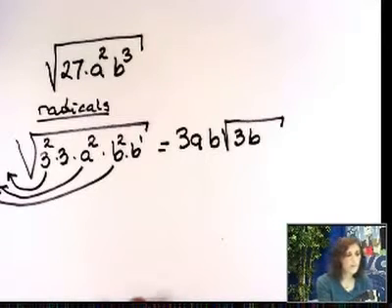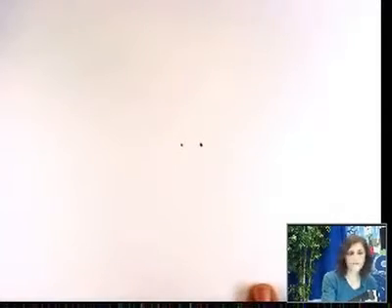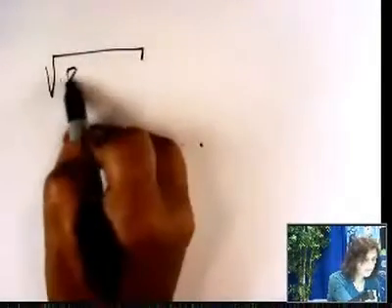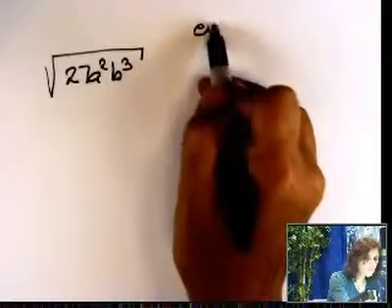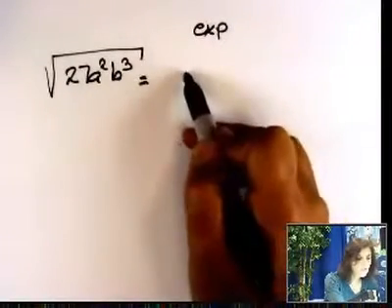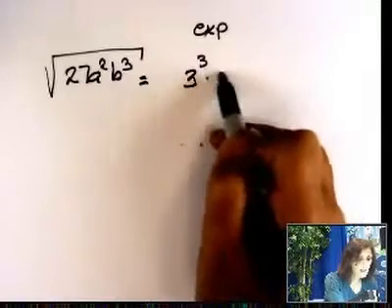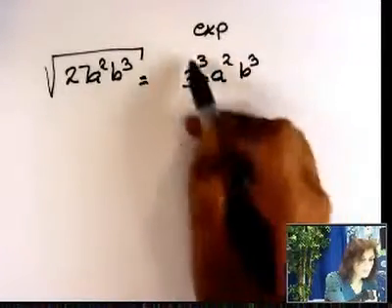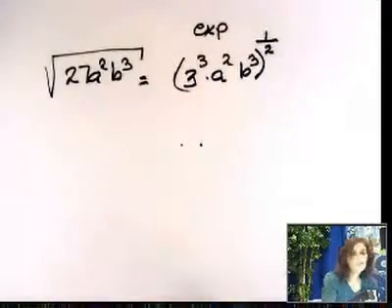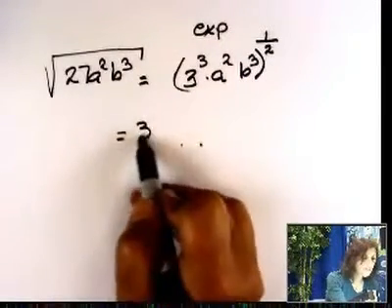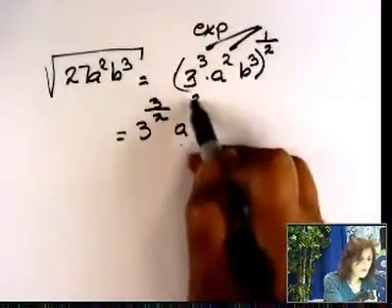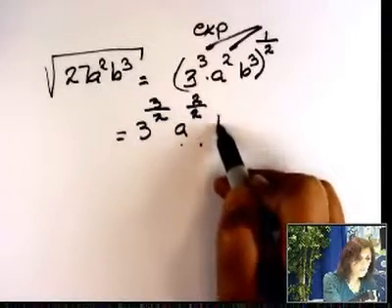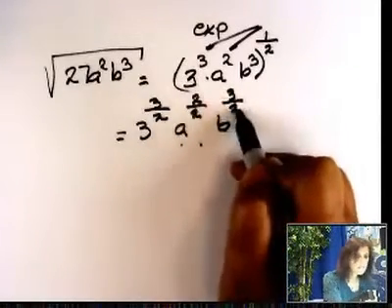Let's do the same problem with the exponents. Same problem. Now we're going to use exponents. Break everything down, which is 3 to the 3rd power, a to the 2nd power, b to the 3rd power, and you're supposed to take square root. What does this mean? 3 to the 3/2. Work that square root into each one. A to the 2/2 and b to the 3/2. Does it make sense?